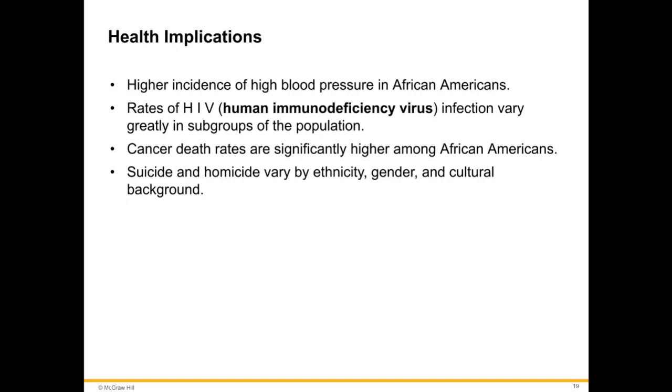Those health implications. Higher incidence of high blood pressure in African Americans. The rates of HIV, human immunodeficiency virus infection, vary greatly in subgroups of the population. Sometimes that's due to lack of education around it. Sometimes that's due to the lack of community resources to help with the spread of HIV and other STIs. Cancer death rates are significantly higher among African Americans. Suicide and homicide vary by ethnicity, gender, and cultural background.